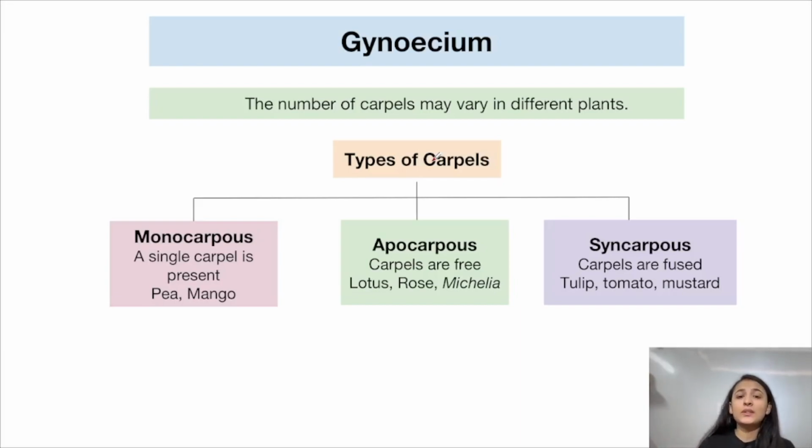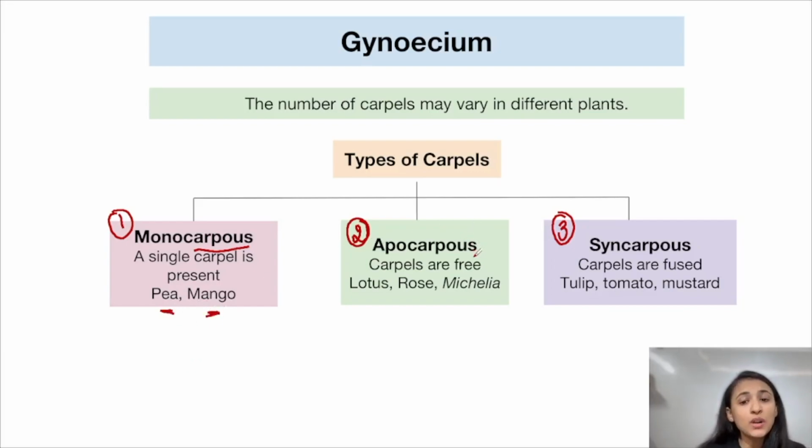So based on whether they are fused or free, carpels can be divided into 3 kinds of categories. One is monocarpous condition, second is apocarpous condition, and the third is syncarpous condition. Now mono means one, and carpus is the term which, you can just see, is related to carpels. So it literally means a single carpel. So single carpel is present in monocarpous condition, which is seen in pea and mango.